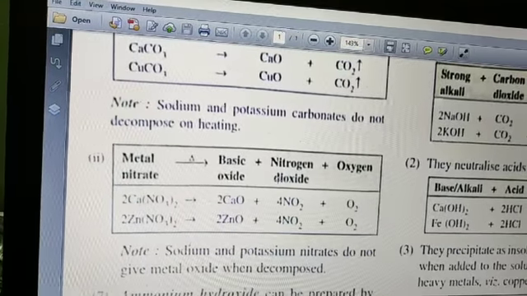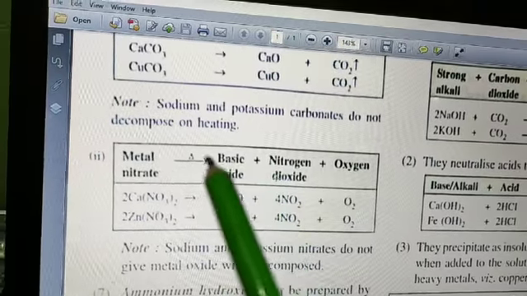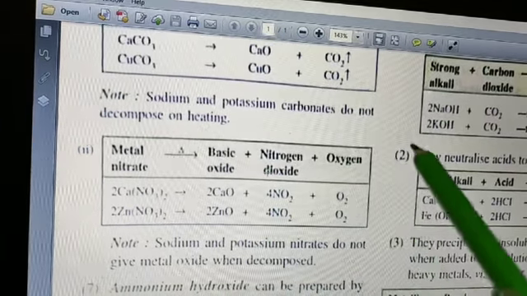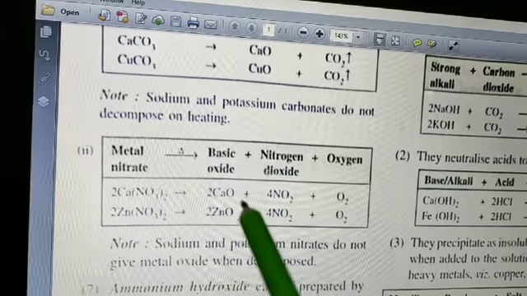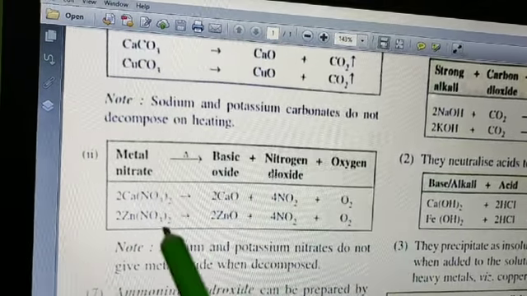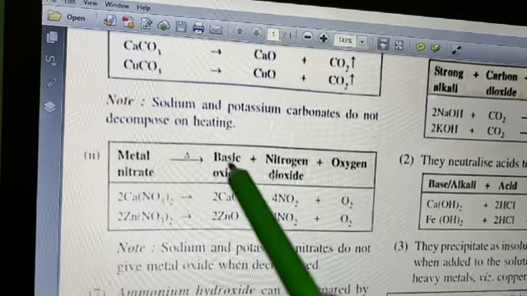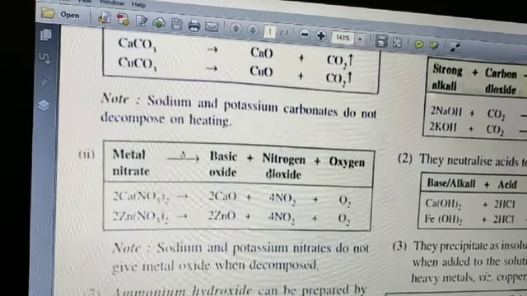Similarly, you can have metal nitrate as well. On heating it will give you basic oxide, nitrogen dioxide plus oxygen. Calcium nitrate on heating gives you calcium oxide, nitrogen dioxide and oxygen. Similarly, you can take zinc nitrate, which on heating will give you basic oxide, that is zinc oxide, nitrogen dioxide and oxygen.